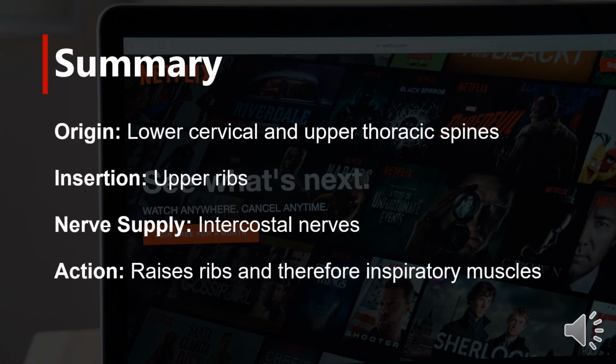So here is the summary of the serratus posterior superior muscle. Its origin is the lower cervical and upper thoracic spines. Its insertion is the upper ribs. Its nerve supply is the intercostal nerves, and its action, it elevates the ribs and is therefore an inspiratory muscle.